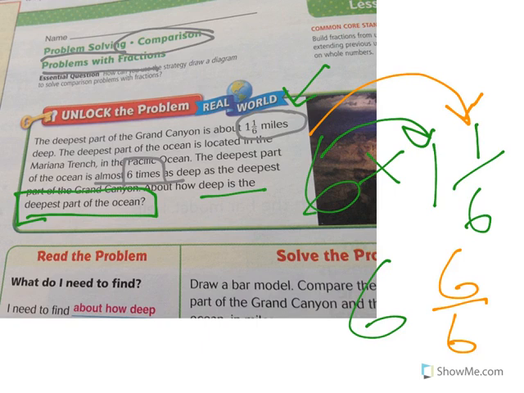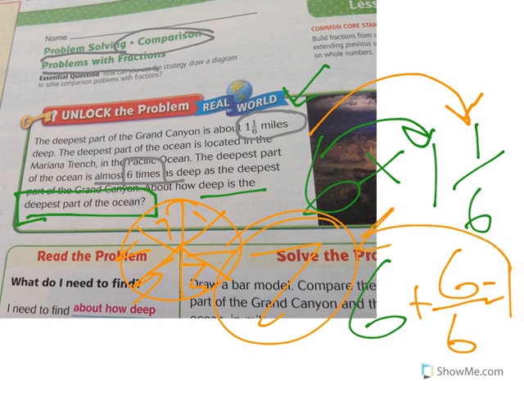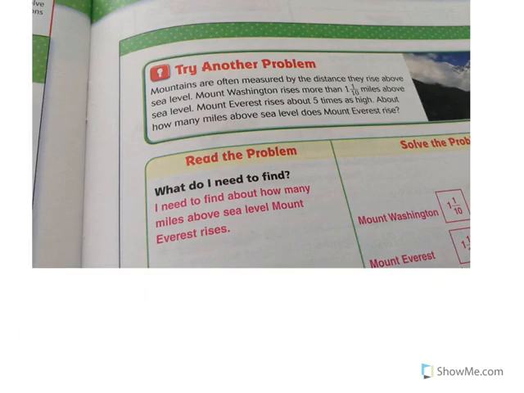Now, what does 6 over 6 mean? If I have 6 pieces and they're all filled up, then it's one whole, remember? So I can add 1 to 6, and my answer is 7. It is 7 miles deep, because 6 over 6 equals 1, and 6 plus that 1 equals 7. So 7 miles. Let's look at another one.